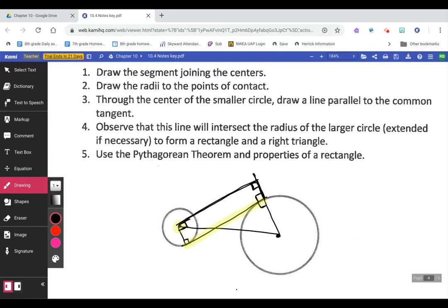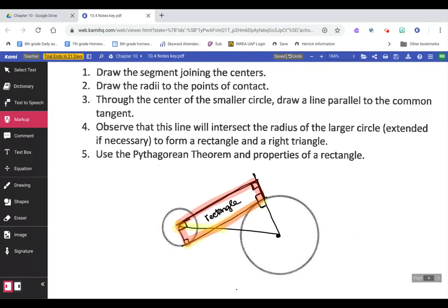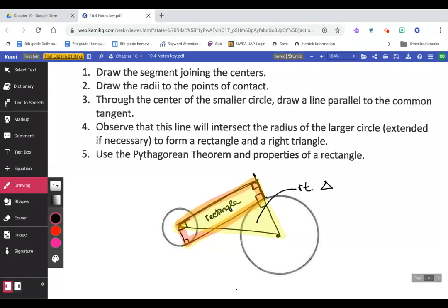Okay, and we did this because now we have two figures that we know the properties of. We have formed a rectangle here, and the rectangle is right here. We also can work with the right triangle, which is right here. So right triangle. And that's how you're going to draw the figure in order to solve internal tangent problems.